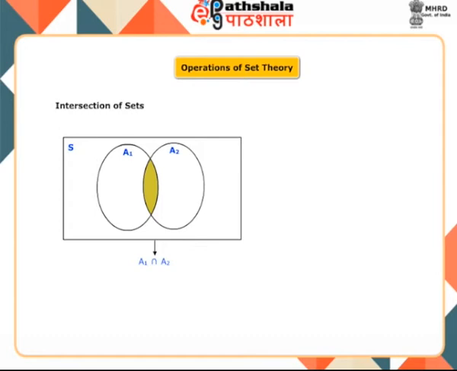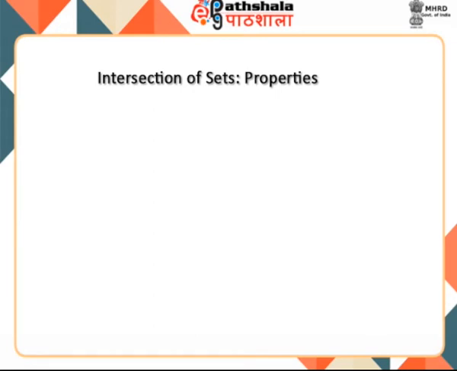Consider a set A1 defined so as to include multiples of 2 less than 20. A1 is equal to {2, 4, 6, 8, 10, 12, 14, 16, 18}. Set A2 is defined to include multiples of 3 less than 20. The intersection of sets has the following properties.